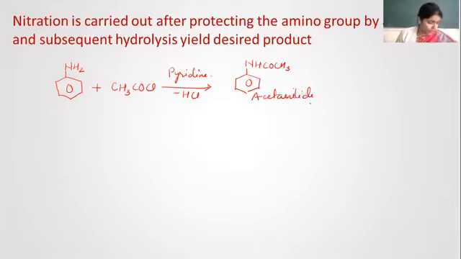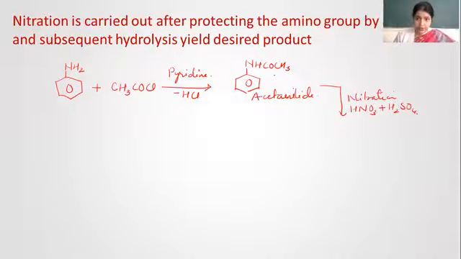Acetanilide. When this acetanilide is subjected to nitration, that means reaction with concentrated HNO3 and H2SO4, this group has only an ortho-para-directive influence and produces ortho- and para-nitroacetanilide.